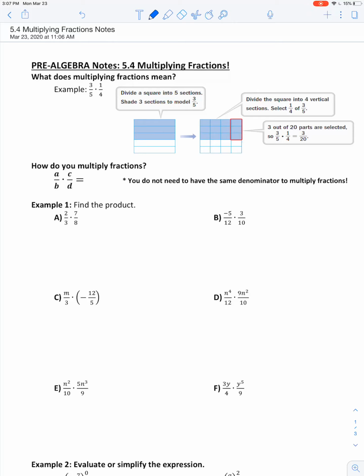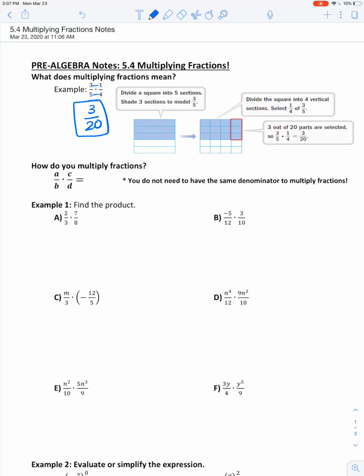Really, it's taking the two top numbers and multiplying them across. So like 3 times 1 is 3, and 5 times 4 is 20. So our answer to that example right there is 3 over 20. But what does that actually mean?